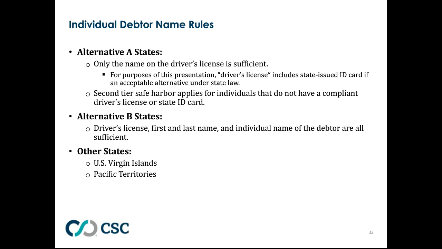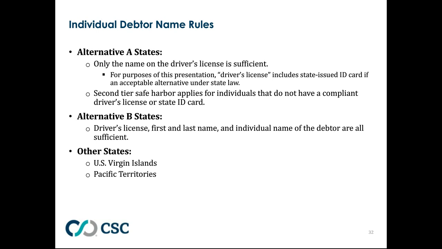Alternative B was the safe harbor, and in Alternative B, which is the minority rule, and it's only been enacted in about 6 states, and again, those are indicated on that handout chart I described. The driver's license is one form of correct name of the debtor, but also the surname and first personal name or the individual name of the debtor, whatever that might be. Those are all sufficient. But again, only I think 6 states enacted that.